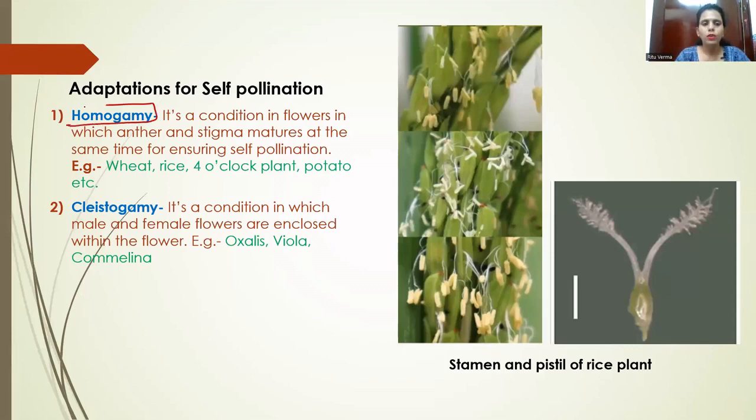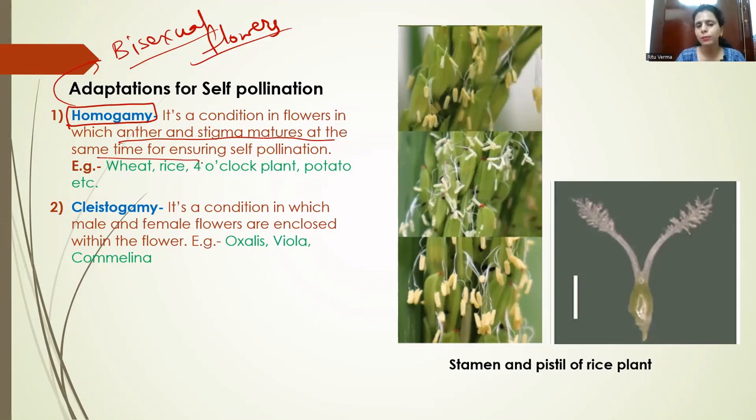Homogamy is actually the condition in bisexual flowers. That means flowers in which both stamen and pistil are present. In homogamy, both anther and stigma of the flower mature at the same time, and hence they both are ready for the process of pollination. This ensures self-pollination in them.